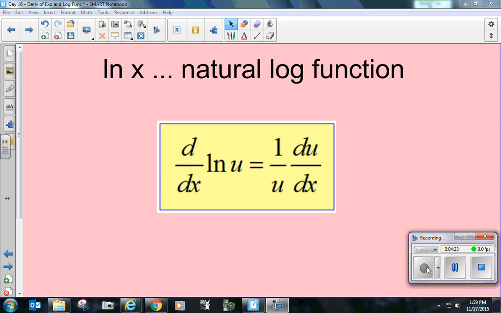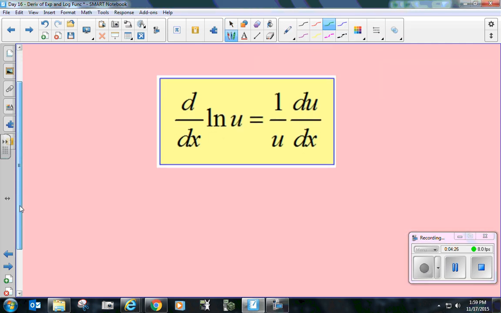So, how about we do this? Here's an example. Find the derivative of the ln of 3x plus 5 squared.